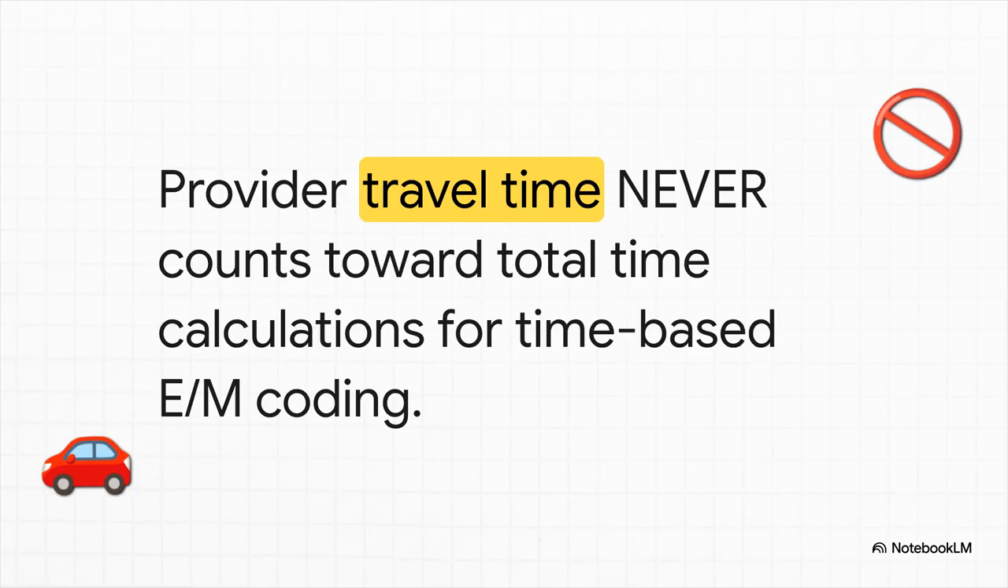Okay, before you go assigning those time-based codes we literally just talked about, I need to point out a massive gotcha that trips up so many coders. Here is the golden rule, right in the guidelines. Provider travel time can never be counted toward total time calculations, no exceptions. If the doctor spends 45 minutes stuck in brutal traffic driving to the patient's house, 0 minutes of that drive can be used for the E/M code. For billing purposes, that car ride basically didn't happen.